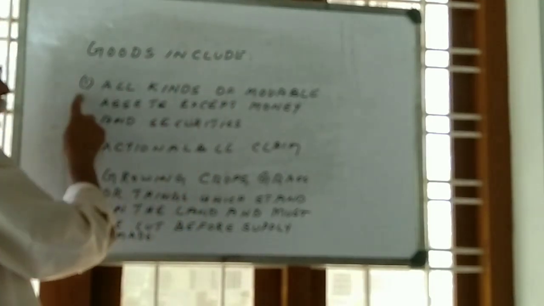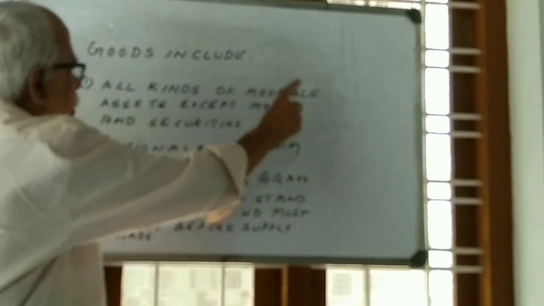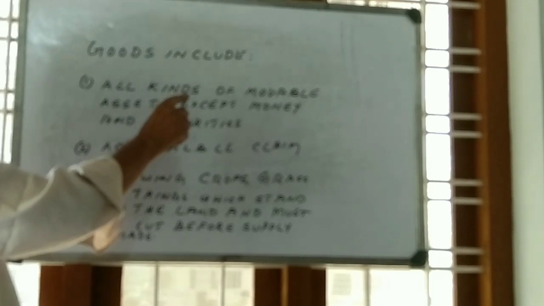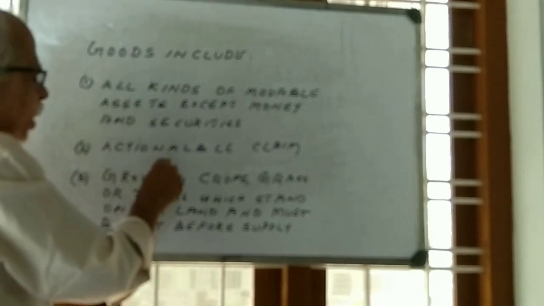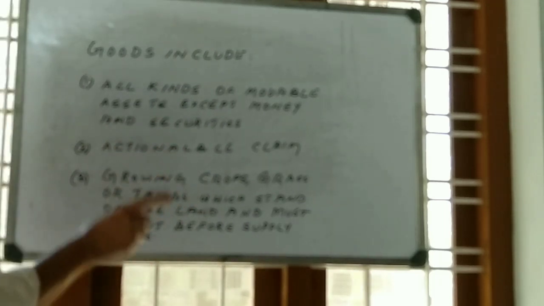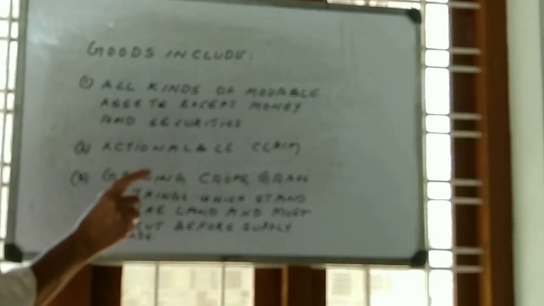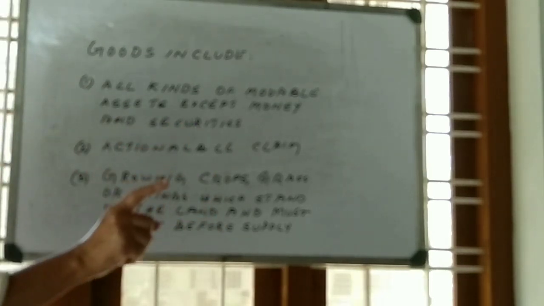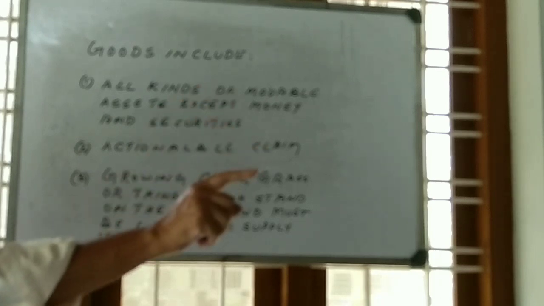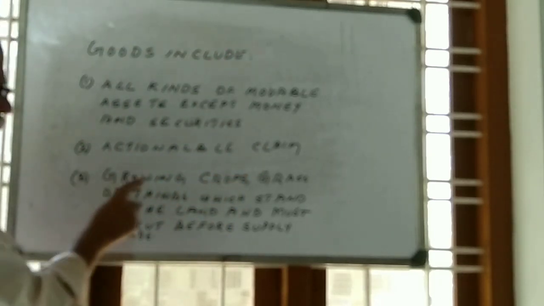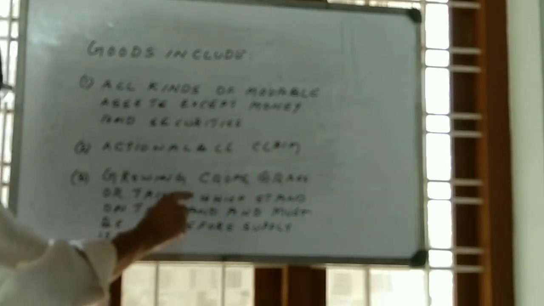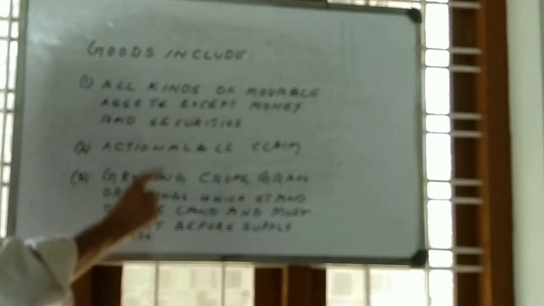Goods include: 1. All kinds of movable assets except money and securities. Securities means stock or shares. 2. Actionable claim. Claim on which a legal action can be taken. E.g., the sale of a lottery ticket. If the government does not make the payment to the winner of the ticket, he can lodge a claim against the government and file a suit in a court of law. 3. Growing crops, grass or things which stand on the land and must be cut before being sold.